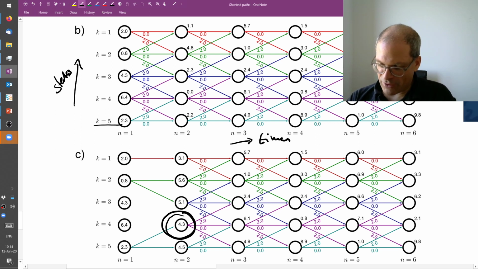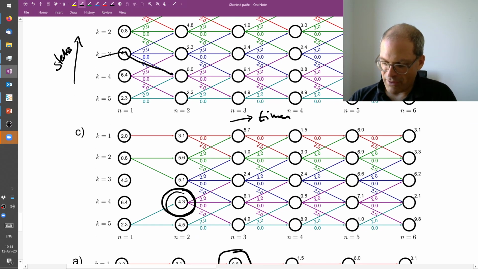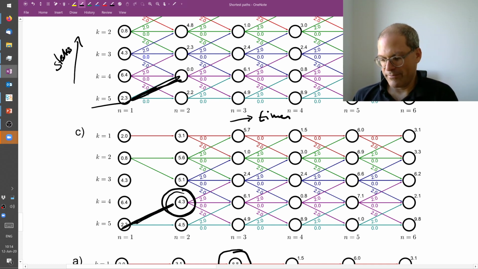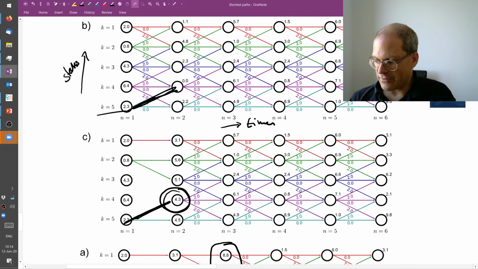Now, one possible cost is 4.3 plus 2. That's a total cost of 6.3. Or I can reach it via 6.4 plus 0. That's a total cost of 6.4. Or I can reach it via 2.3 plus 2 for a total cost of 4.3. That's the winner. Yeah, so I've taken the minimum over this, and this incoming path. I've taken the minimum over them, and I found that this was the winning path, the one down here. So there was this minimization operation.